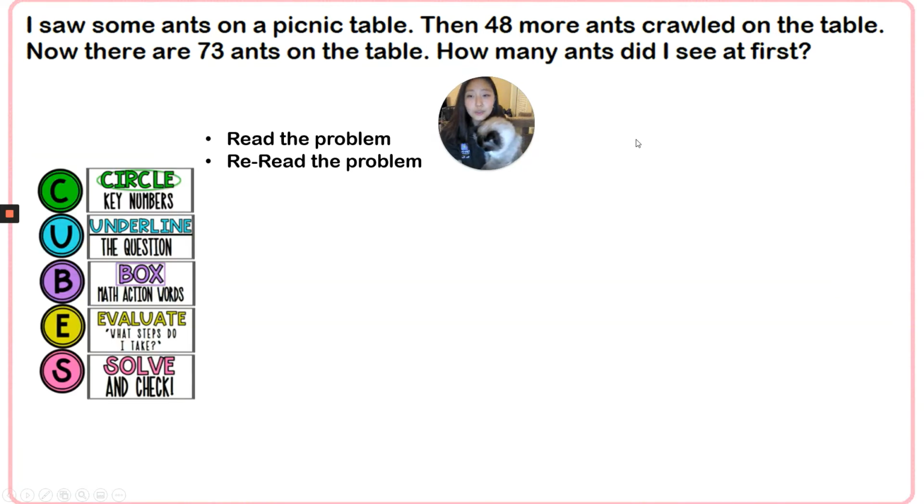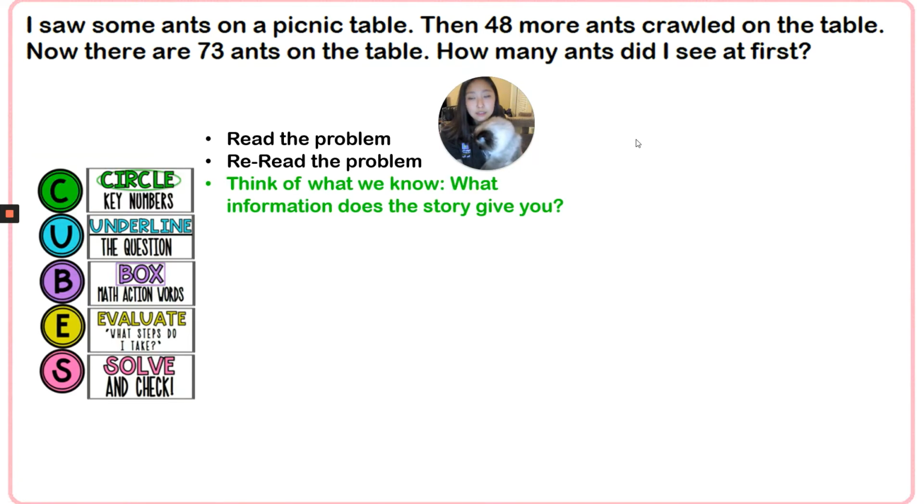So we're going to circle the correct units and the numbers. Again, the first one that I see as I'm reading through is I saw some ants on a picnic table. Then 48 more ants crawled on the table. Oh, here she tries to leave. Sorry, baby. I made promises. So right there, I see 48 more ants. Right there on the table. Now there are 73 ants on the table. How many ants did I see at first?